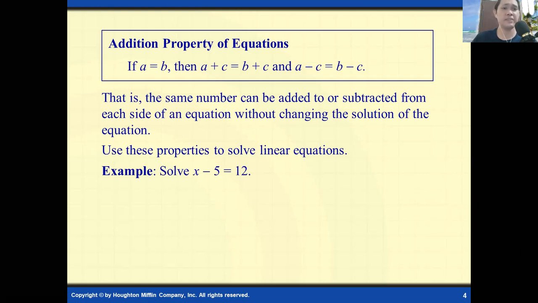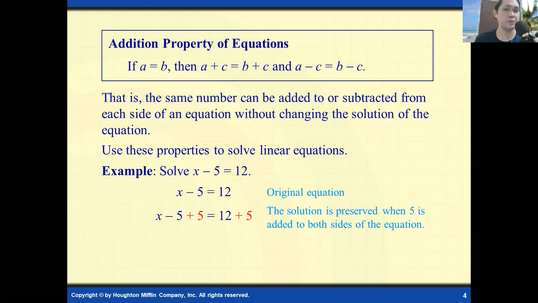So let's have an example. Solve x minus 5 is equal to 12. How are we going to use the addition property of equality here? Let's do the math. x minus 5 is equal to 12, which is the original equation. The next step: the solution is preserved when 5 is added to both sides of the equation. Why? Because we want x to be left on the left side of the equation so that we will be able to solve for the value of x. So x minus 5, the opposite, plus 5 to both sides of the equation. That gives you x is equal to 17.